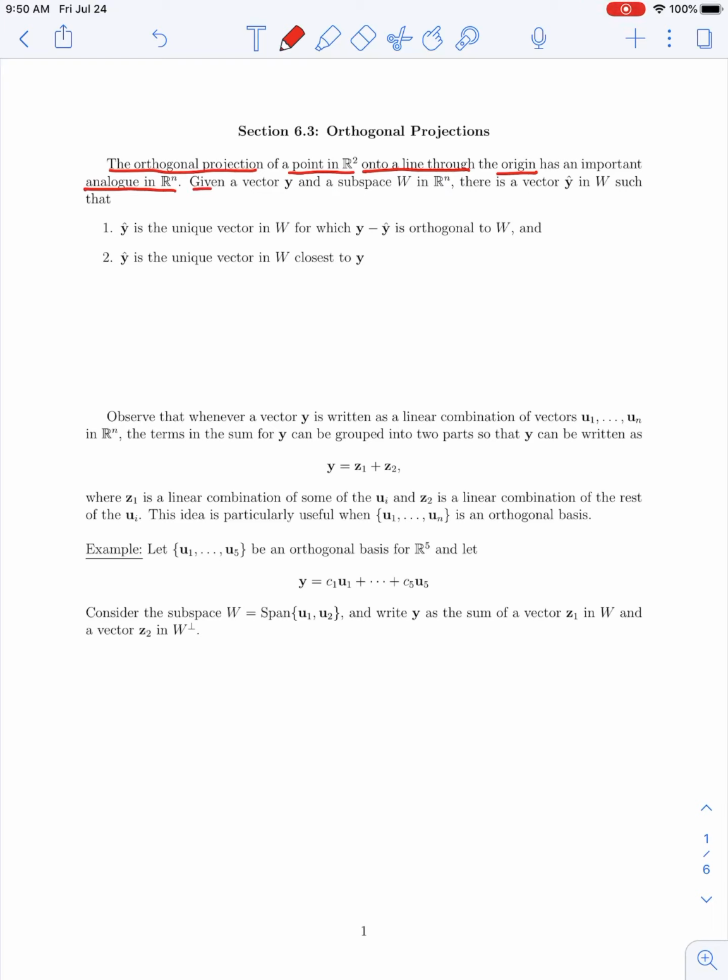So let's say that we're given a vector y in some subspace W of Rn. Then there is some vector y hat in W such that y hat is the unique vector in W for which the difference y minus y hat is orthogonal to W, and y hat is the unique vector in W which is closest to y.